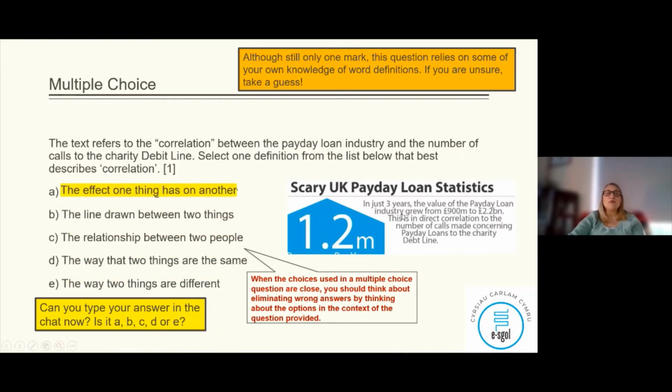The effect one thing has on another. Because the number of payday loans has increased, people are struggling a lot more to pay these loans back, and as a result, the effect is an increase in the calls to the charity debt line. I hope that's clear.